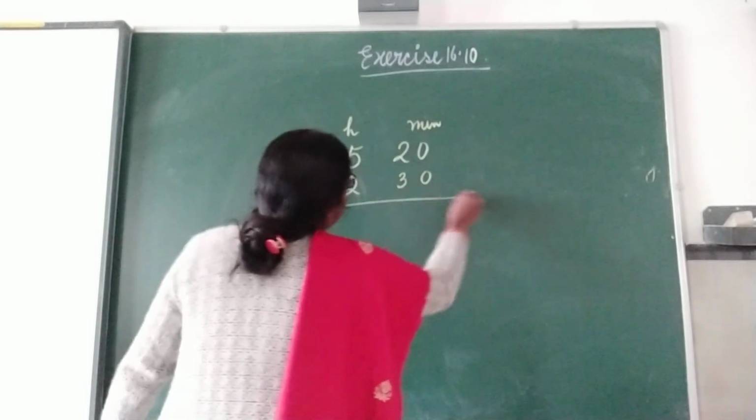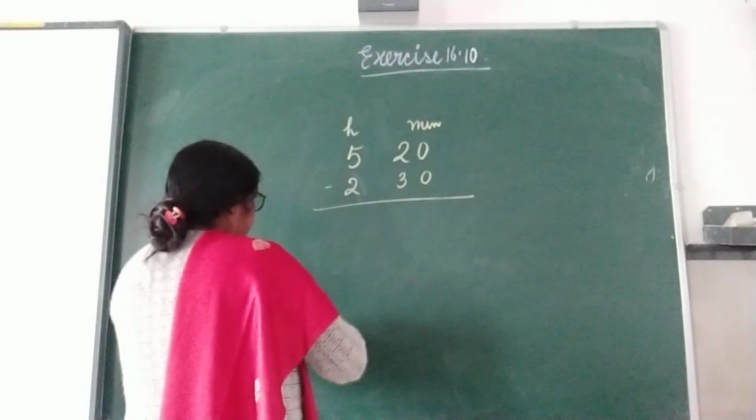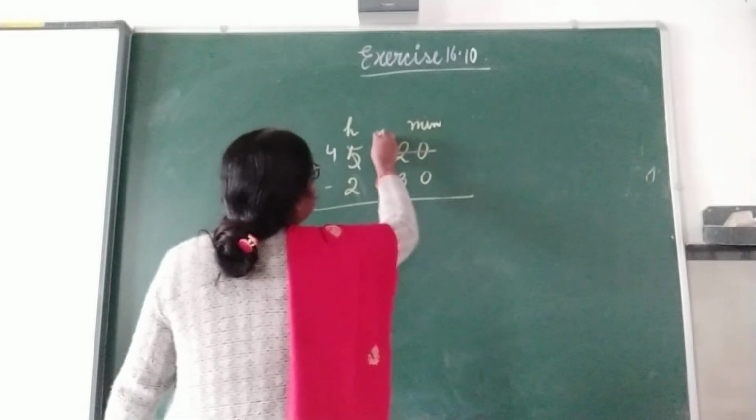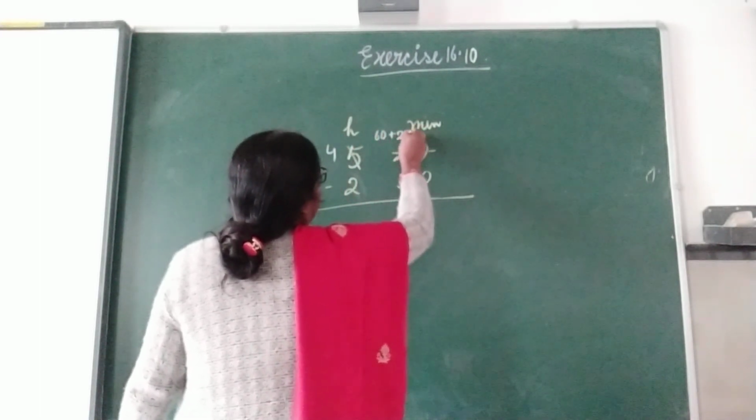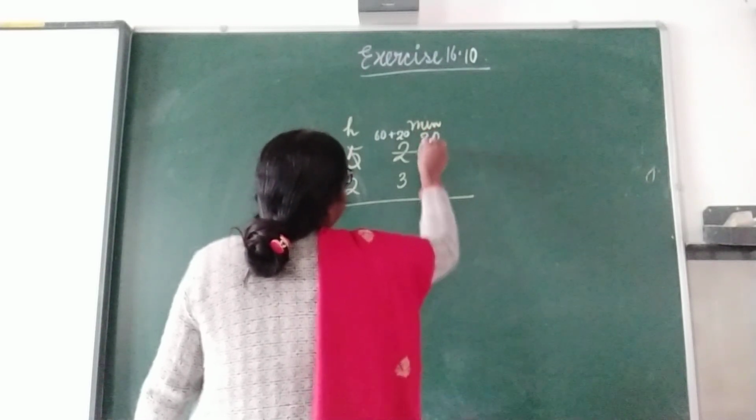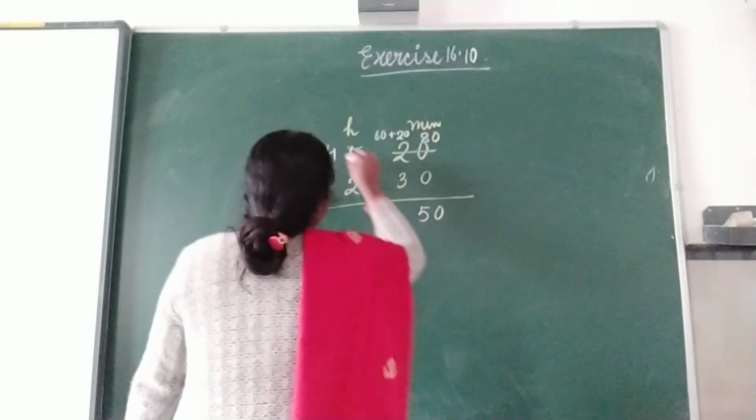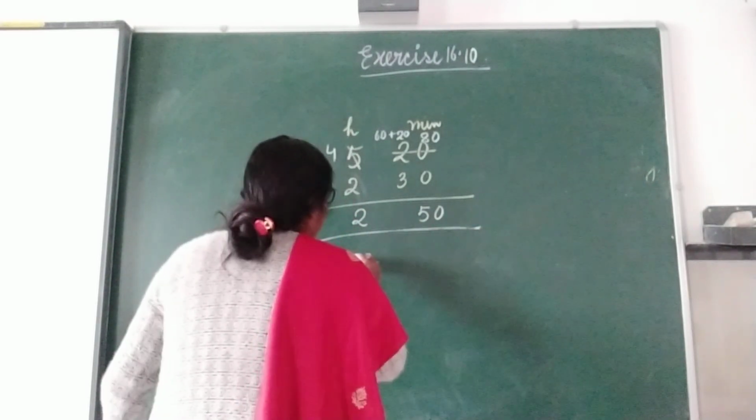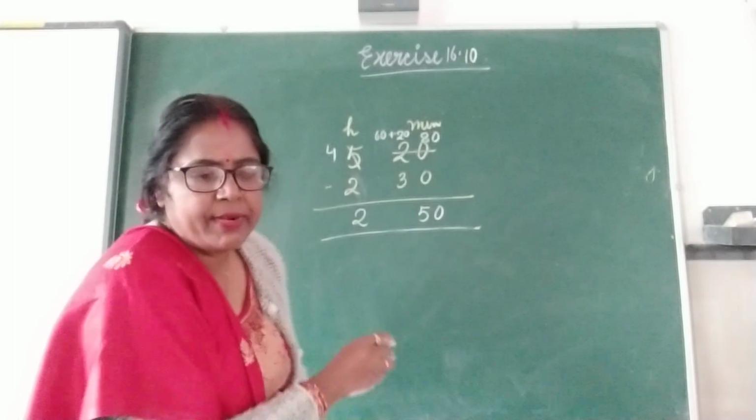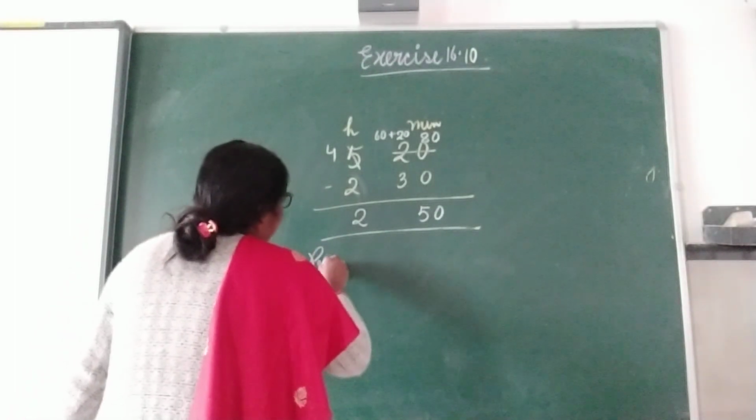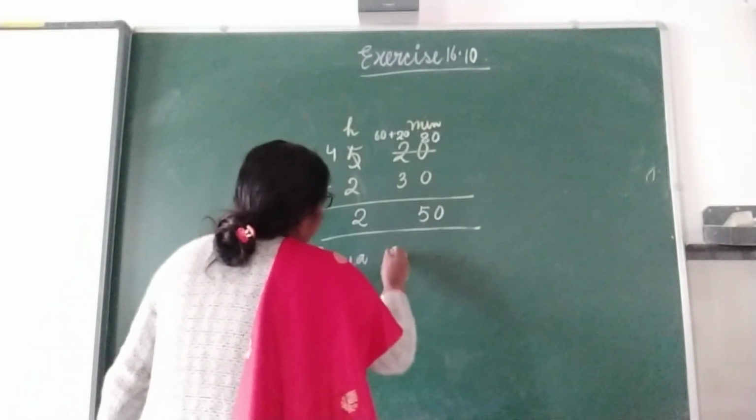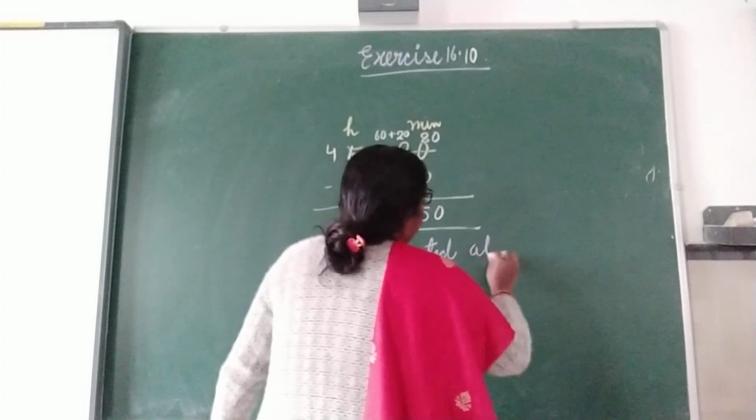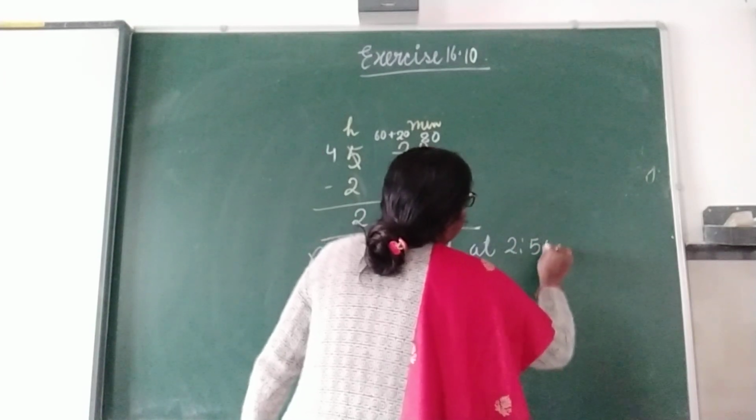We will subtract. Now 20 minus 30 is not possible, so what we will do? We will take the borrow. This is 4, and 60 plus 20 is equal to 80. So 80 minus 30 is 50. 4 minus 2 is 2. So, the answer to at what time did she start: Priya started at 2:50 pm.